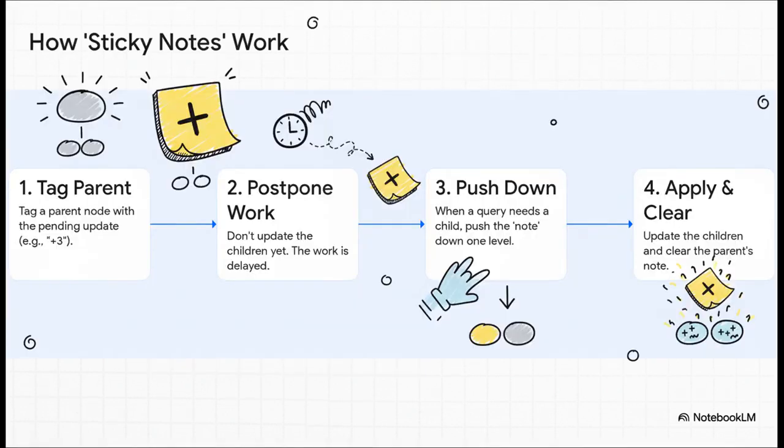So how do these sticky notes actually work? Well, first, we tag a parent node with the pending update, say +3. But we don't do the work yet. We're being lazy, remember? It's only later, when a query actually needs to access one of those children, that we push down the update. We apply the change to the children, and then we clear the note from the parent. We only do the work when it's absolutely necessary.